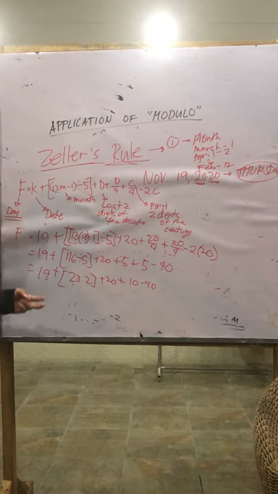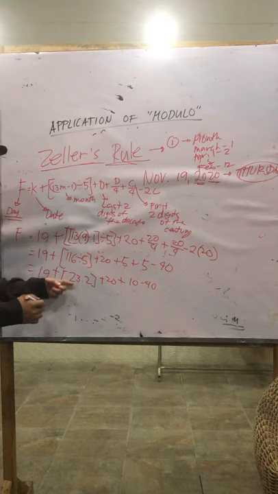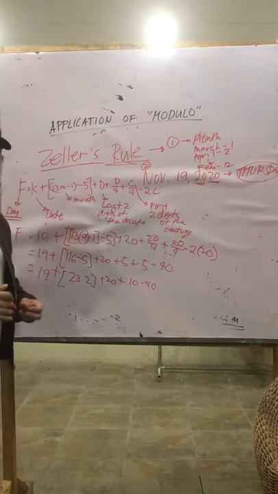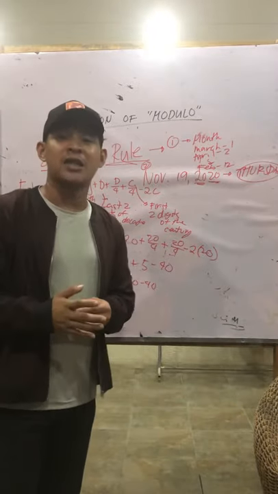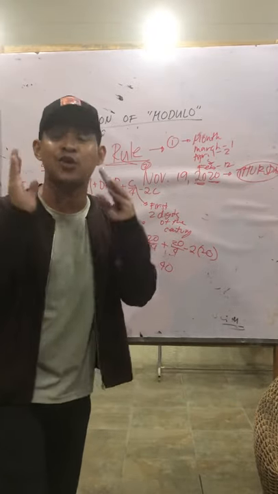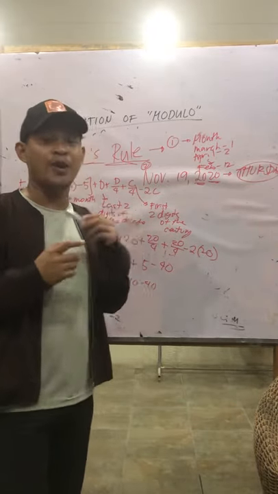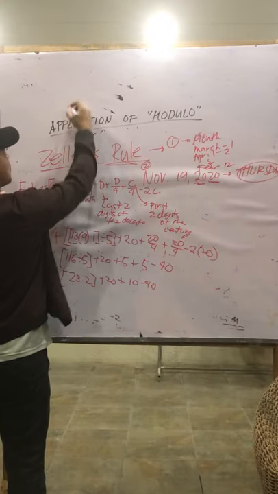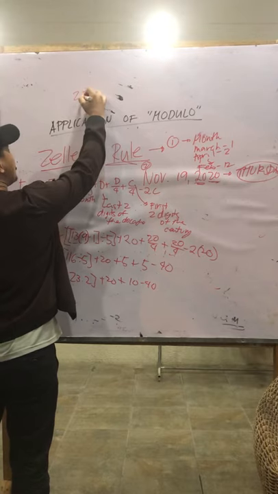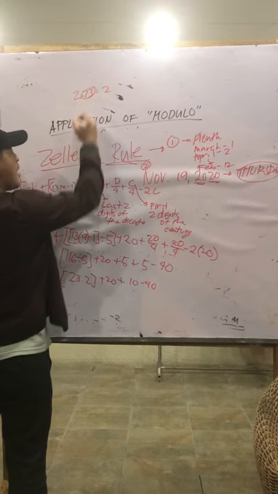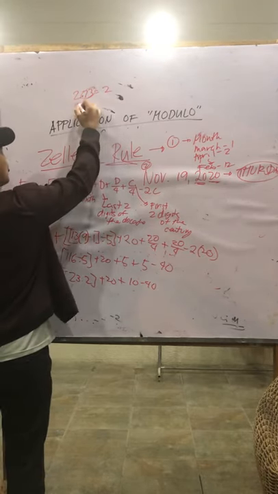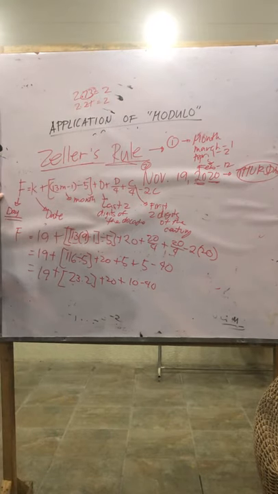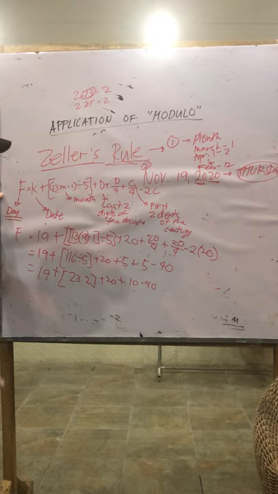And another rule, if you encounter a decimal, rule number 2, disregard the numbers after the decimal point. Do not do the process of rounding up. For Zeller's formula, 2.73 will be equal to 2. Disregard the number after the decimal point. 2.21 is equal to 2. Disregard the number after the decimal point. Do not apply rounding up.